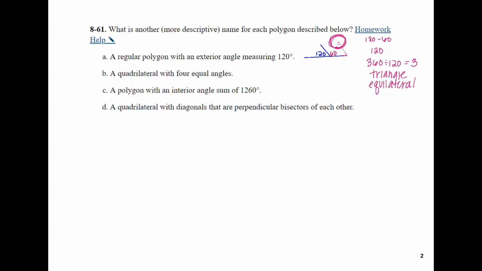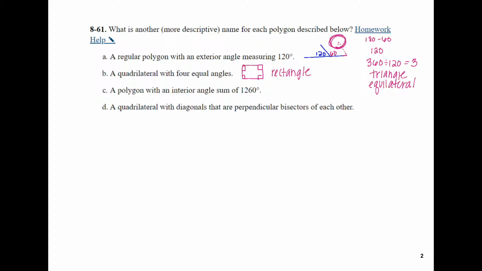Letter B says a quadrilateral with 4 equal angles. So if we have a quadrilateral, it is a 4-sided figure. If we have 4 equal angles, the most descriptive we can say is that this is a rectangle. In order for it to be a square, they would have also had to tell us that it has 4 equal sides.